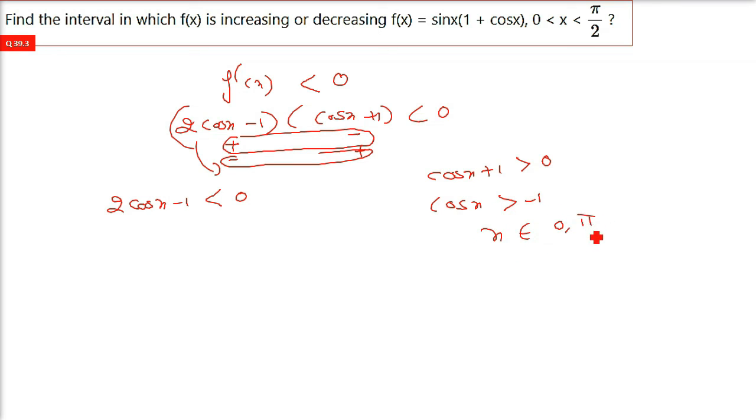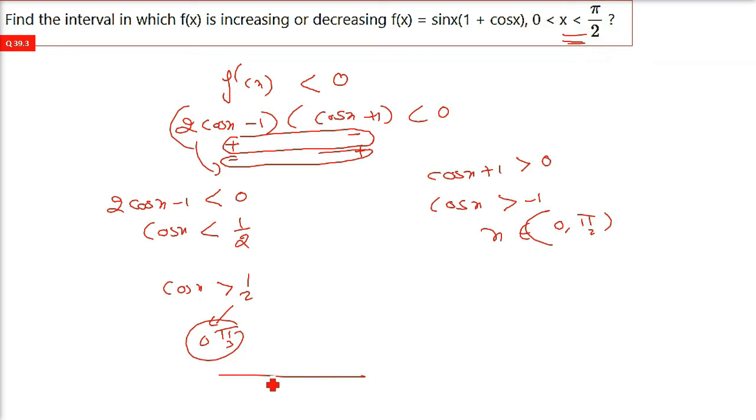And here I already told you cos x was greater than minus 1 and the interval was 0 to pi by 2. This we have established just now. So cos x here is less than half. I just told you cos x is greater than half means 0 to pi by 3. We are talking about 0 to pi by 2 here. So if I make this line 0, pi by 3 and pi by 2, this is saying cos x is greater than half, we are talking about this range. Cos less than half means it was pi by 3 to pi by 2, because cos pi by 2 is 0 and cos pi by 3 is half. So x should belong to pi by 3 to pi by 2.